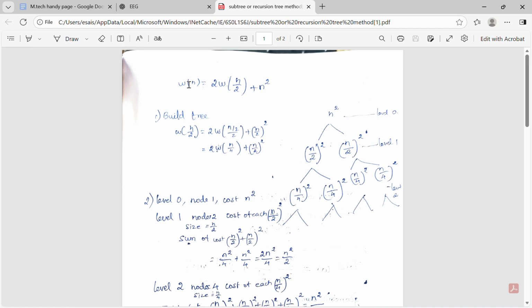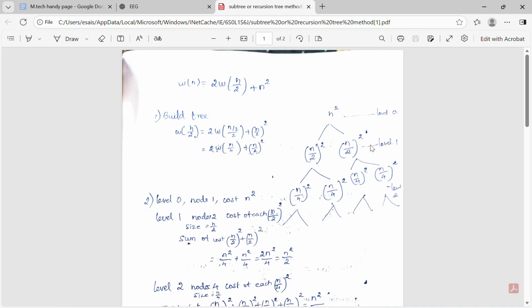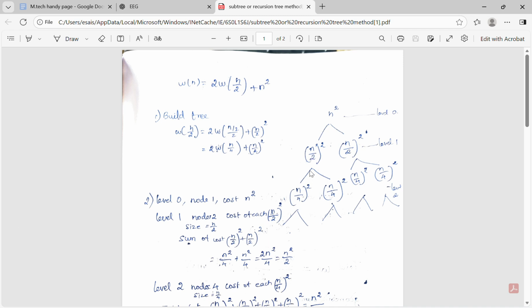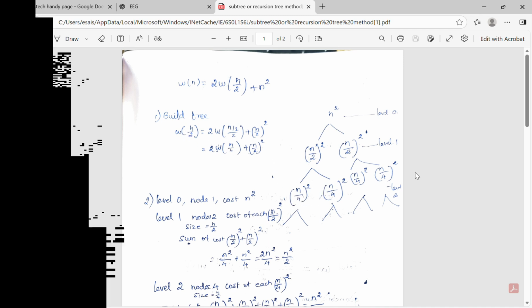If W of n is this much, then W of n by 2, in the place of n, we are applying n by 2. So we are getting n by 4, n by 2 the whole square. So we are saying the size at this level is n by 4 and the cost is n by 2 the whole square. For the second level, n by 2, we have n by 2 the whole square and n by 2 the whole square, and the problem is getting divided into 2, n by 2 each. And again when we divide it into 4 terms of n by 4, we have the cost n by 4 the whole square. If we apply n by 4 here, we'll get this one.